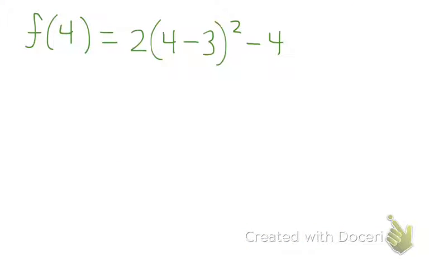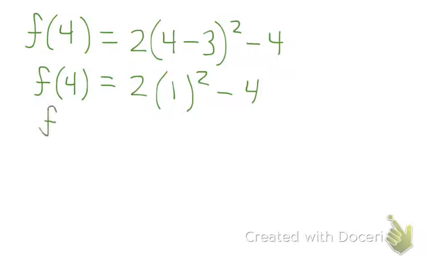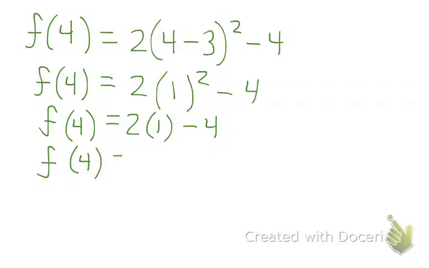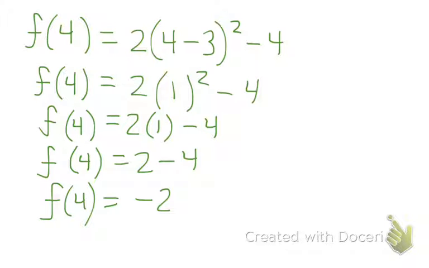Everywhere there's an x, I put a 4. Use the order of operations to simplify this. 4 minus 3 is 1. Next we'll do exponents. 1 squared. 1 times 1 is 1. We'll multiply. 2 times 1 is 2. 2 minus 4 is negative 2. So we have an additional point at 4, negative 2.